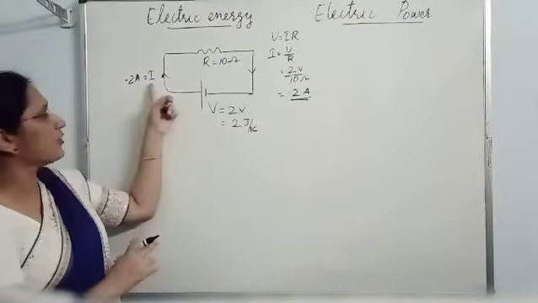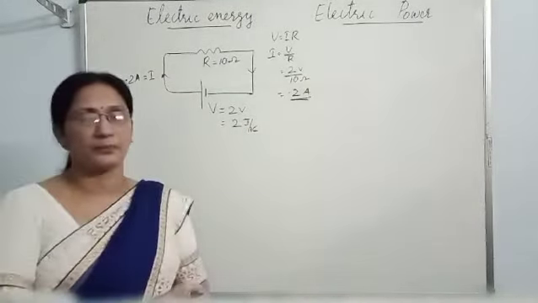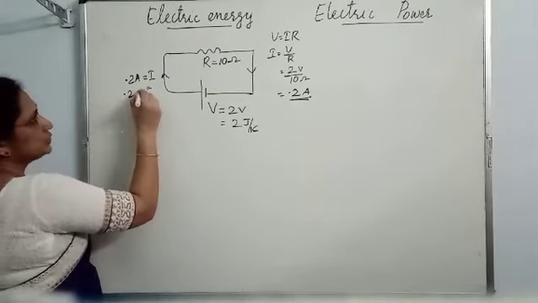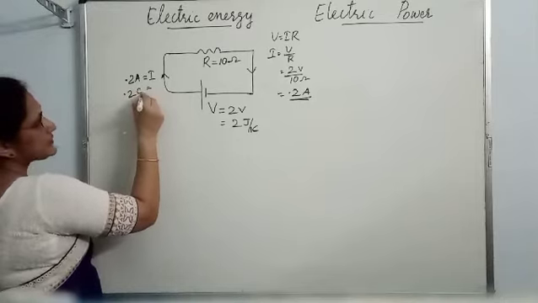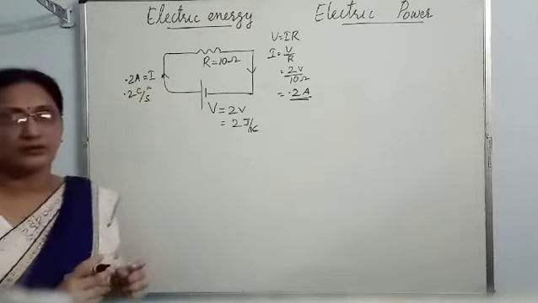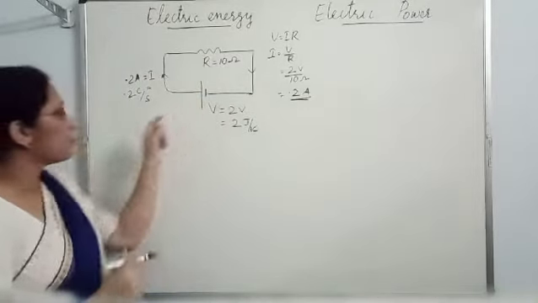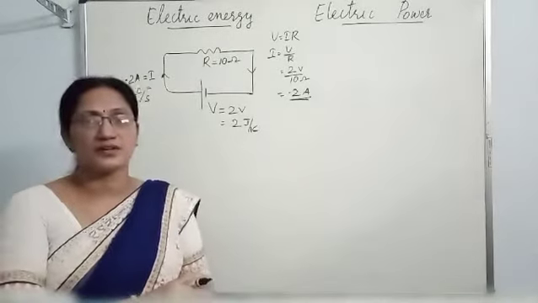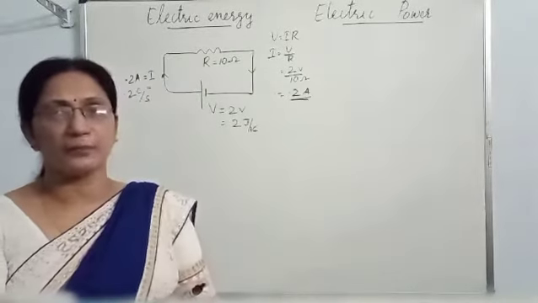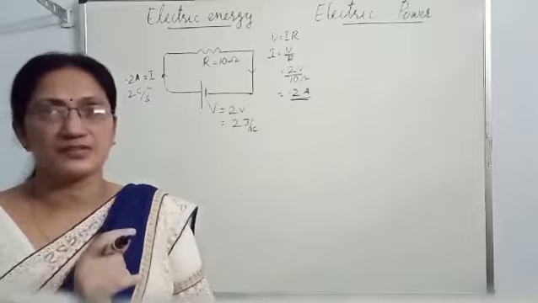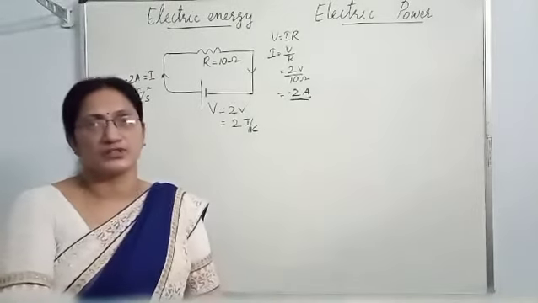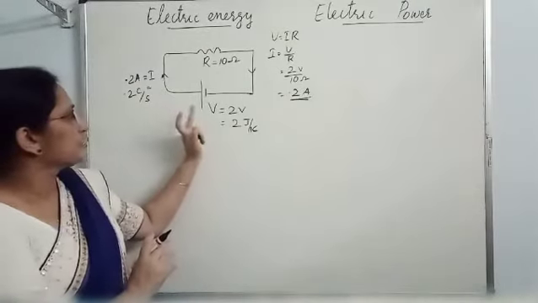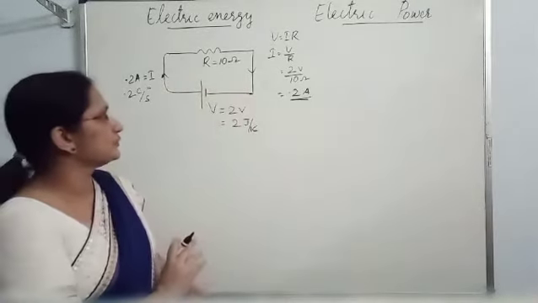Now what is the meaning of a current of 0.2 ampere? 0.2 ampere, its expansion is 0.2 coulomb per second. That means in this circuit 0.2 coulomb of charge is flowing in every 1 second. That is the meaning of 0.2 ampere current. In every 1 second, 0.2 coulomb of charge passes through the wire. So this is the application of Ohm's law.